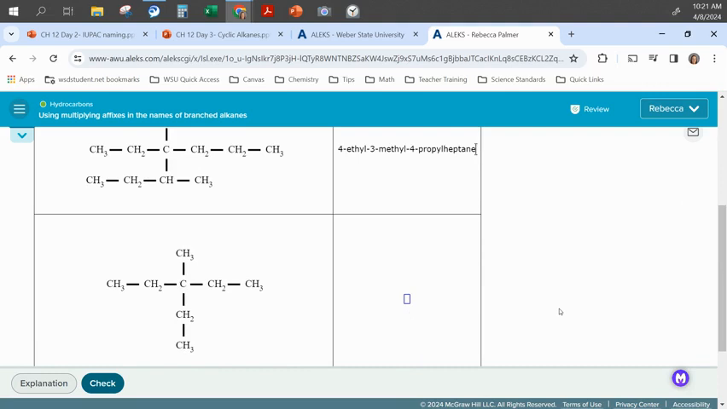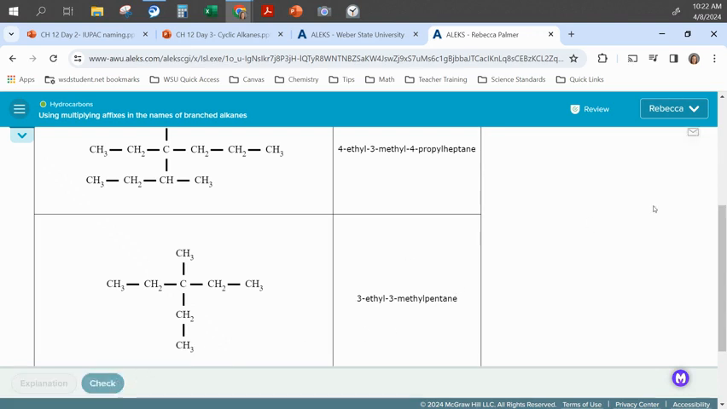Okay, so this one, yeah, either way, I think we did this one already. 1, 2, 3, 4, 5. If I number it this way or number it this way, they'll both be up to 3. We have a 3 methyl. We have a 3 ethyl. And then this is pentane. And ethyl goes first. 3 dash ethyl dash 3 dash methyl, no space, pentane.